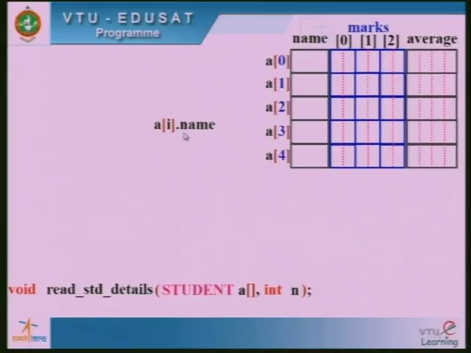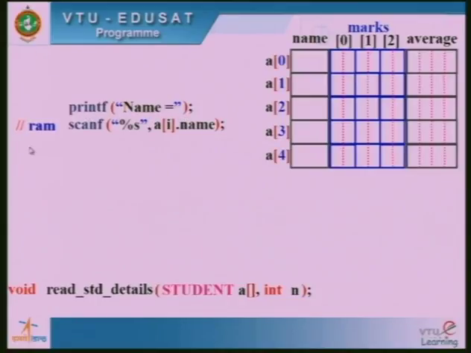And name is a string. Because it is a string, if I want to read a string, what is the format specifier I should use? %s. So here I write %s. So to read a string into this, which function do I have to invoke? The scanf function. So I write scanf %s a of i dot name. Normally before scanf, what do I write? Printf. Printf what? Name equal to. So here I write printf name equal to.